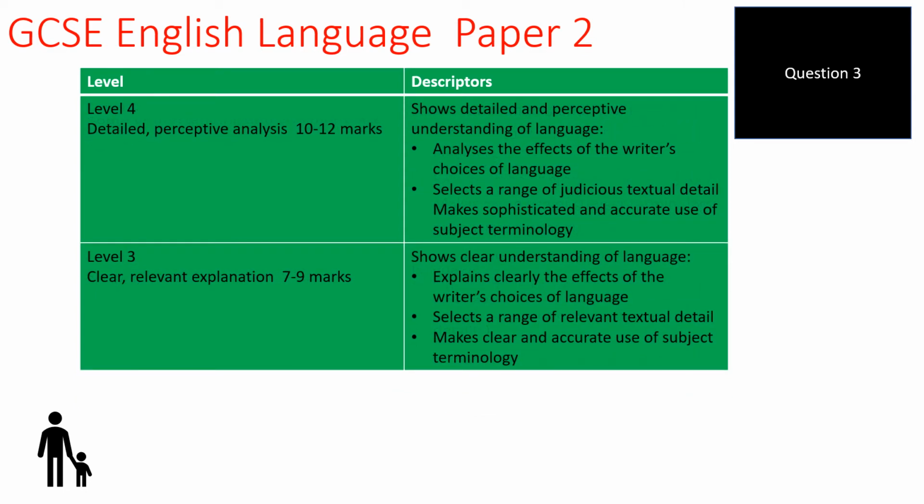Now, if we look at level 3, okay, so level 3, we're going above half marks. And so you can see that what the difference is to get level 3 is you're looking for clear and relevant explanation. So you're explaining why the writer has used this particular word or technique, and that's what you're going to do. And you can see it explains clearly the effects of the writer's choice.